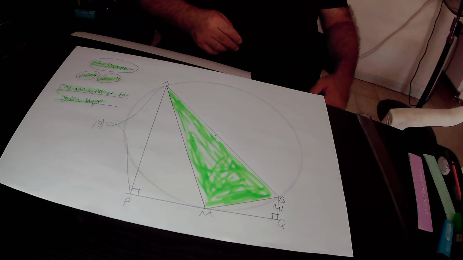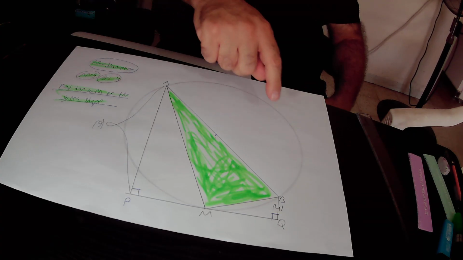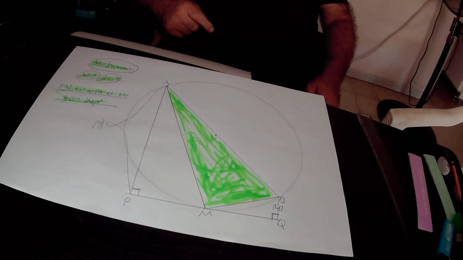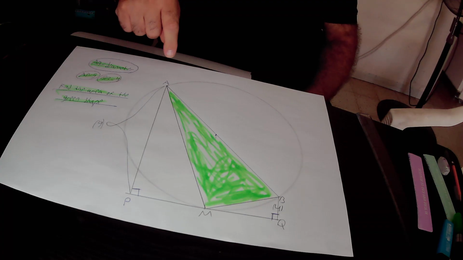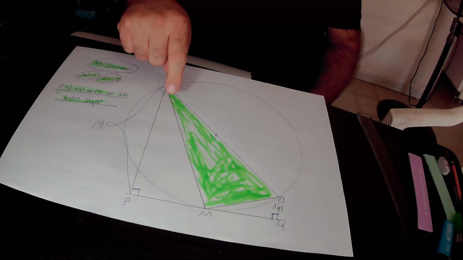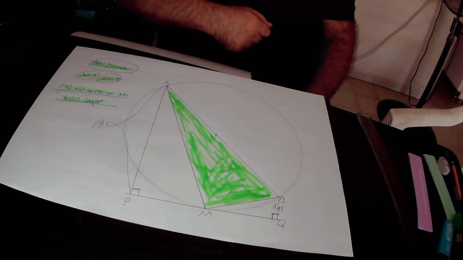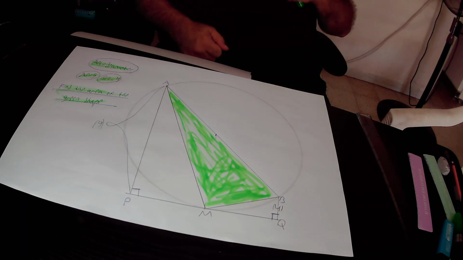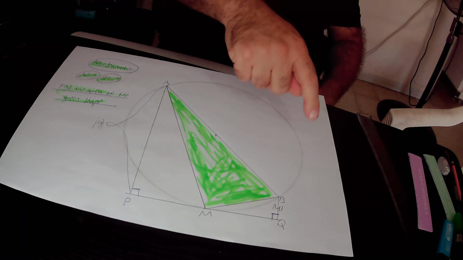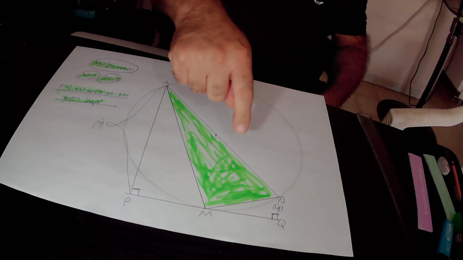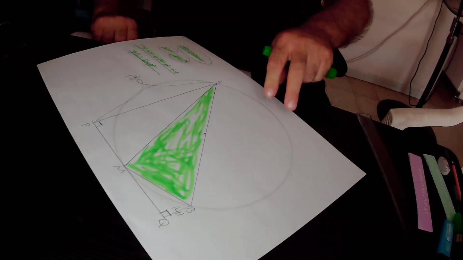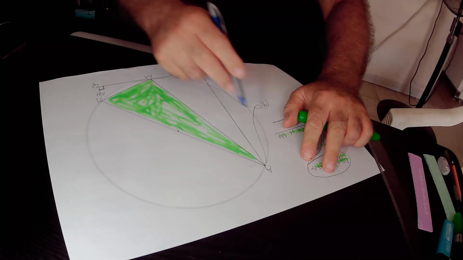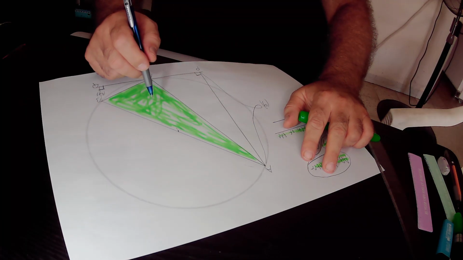In the second question, our task is to find out the area of this green shape. Actually, the green shape is a triangle. It is the green triangle ABM. So we have to find out the area of the green triangle ABM. In the drawing, we have a circle. We know that chord AB is the diameter of this circle. So write it down: this is chord AB, that is the diameter of this circle.